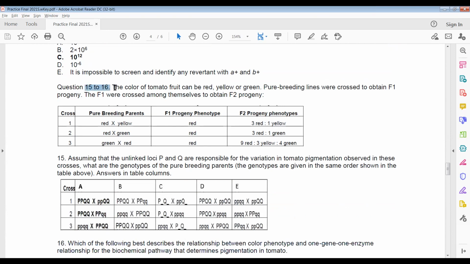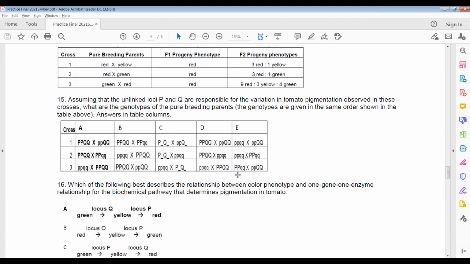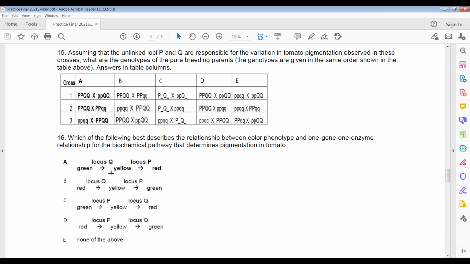Okay, now 15 and 16. So this one is easy, because based on these ratios here, you're gonna figure out the genotypes for different crosses, right? If you see this 9 to 3 to 4, so easy. That's the recessive epistatic, right? So we can immediately find the right answer. If you got this, you can understand the mechanism behind.